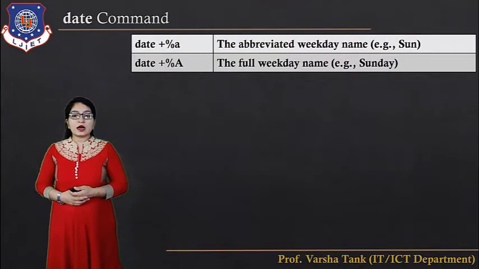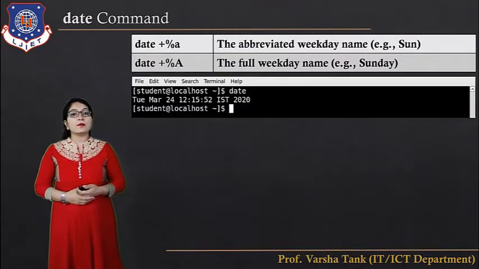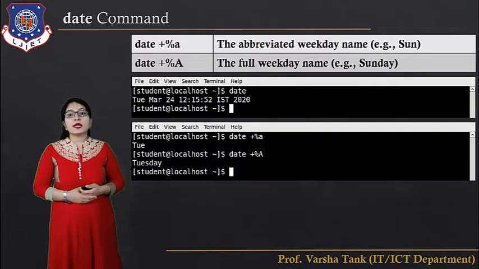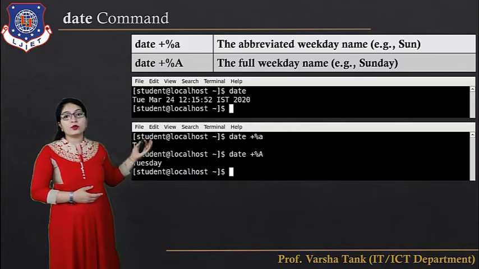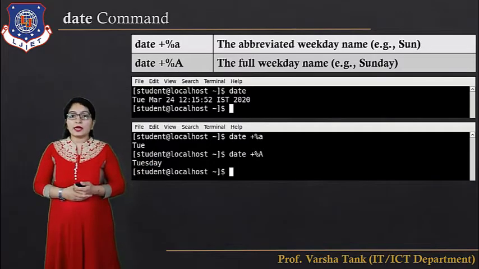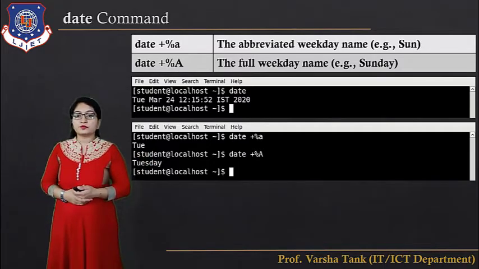Okay, so let's see some examples of the date command. Here, for the abbreviated weekday name, if you want for example Sun, you can use it this way. So date +%a will display, for example, Tue. Then after that, if you write capital %A, it will display Tuesday.